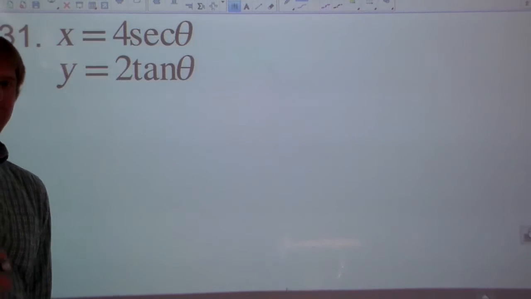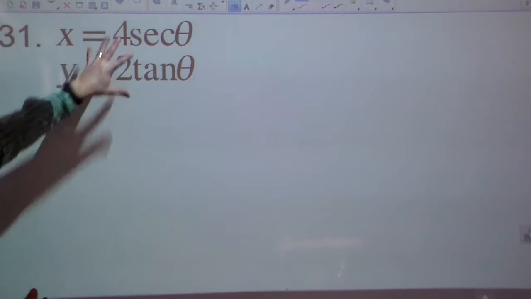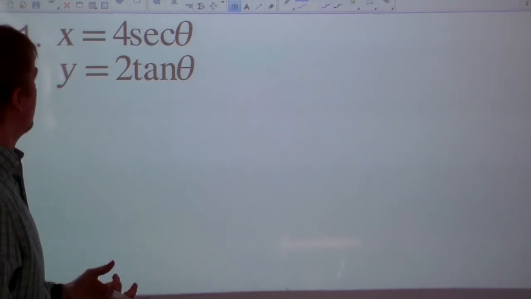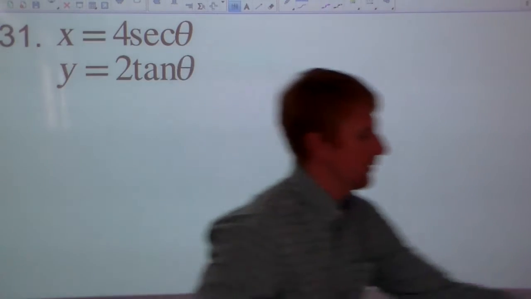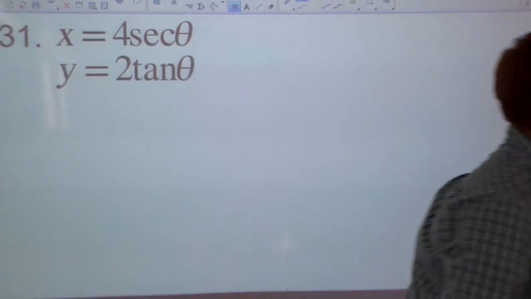All right, 31 is related to this, pretty close. It is a conic because it's got some trig values. It's a little trickier though. So I'm going to go back to that same idea. We're dealing with a conic. A conic is circular. We can use our circle equation.